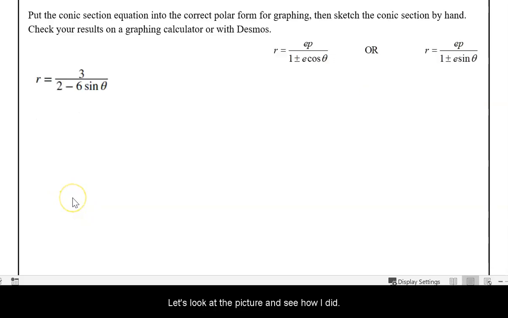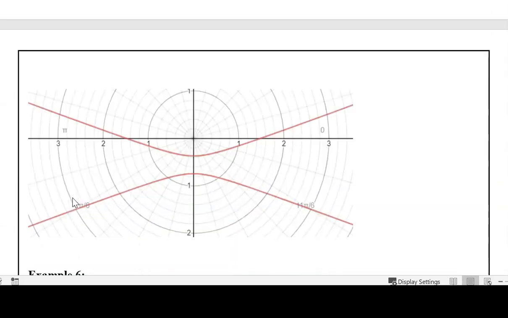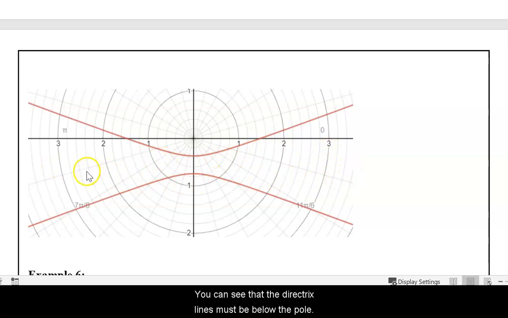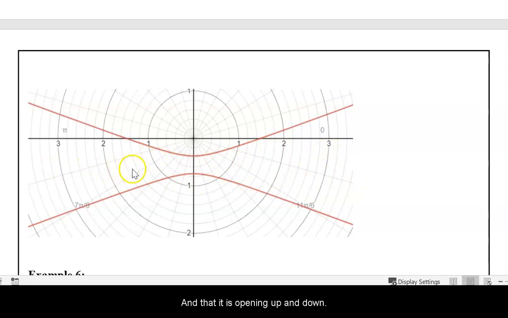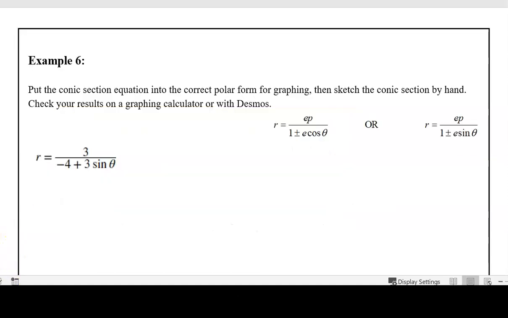Let's look at the picture and see how I did. Bingo, not too shabby. You can see that the directrix lines must be below the pole and that it is opening up and down. What about example 6?